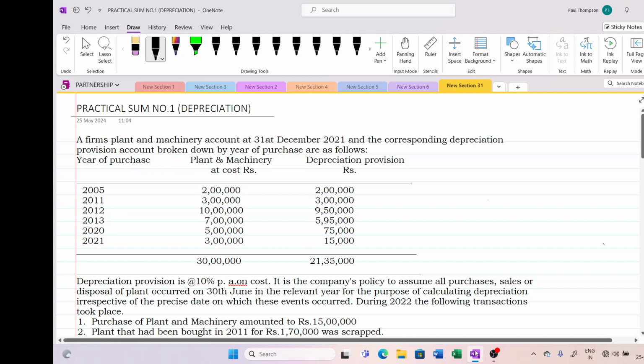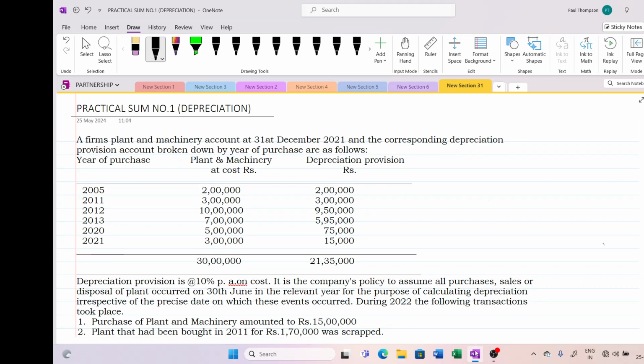Today we are going to see, in the depreciation chapter, practical sum number 1. A firm's plant and machinery account on 31st December 2021. You have to be very particular about the date. They have given the details on 31st December 2021 broken down by the year of purchase.